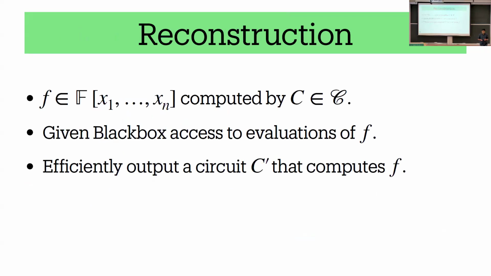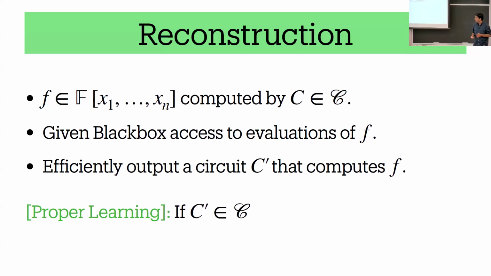And the problem we are going to talk about is reconstruction. In this problem, you are given a polynomial f, which can be computed by a circuit C, which comes from a class script C. And you're given black box access to it. You can give it a point and you get the evaluation of the polynomial on that particular point. Your task is to efficiently output a circuit that computes the same polynomial as the circuit inside the black box. And if you add another restriction, that the output circuit should also be in the same class script C as the input circuit, this problem is called proper learning.